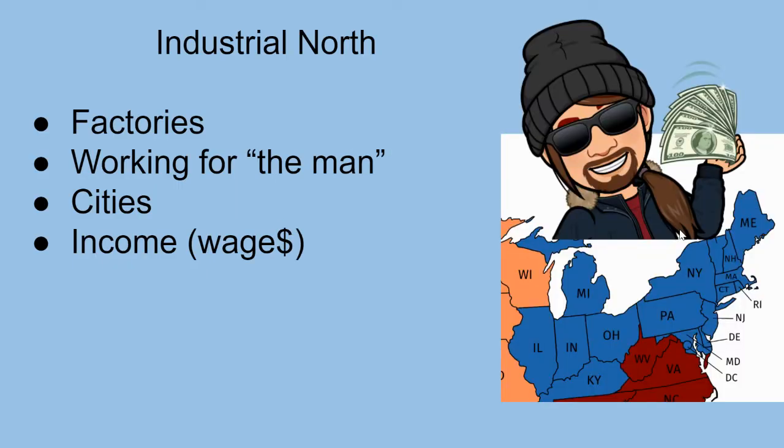So in the industrial North, we have factories. We are working for the man. Cities start to rise up because those factories are keeping people close to their jobs. And you actually earn income at those jobs, wages. So there's no reason to have slavery in the North anyhow, because we have people who work for money. And so Northern members of Congress are against slavery. That's going to be some of the questions you're going to be answering in the review section of this lesson today.